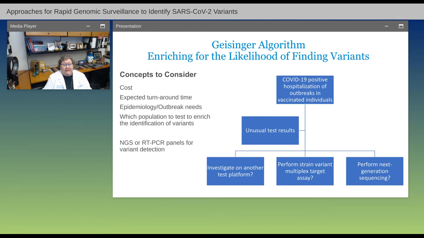The concepts to consider when you're trying to do next generation sequencing or send to a reference laboratory for NGS or use a multiplex for strain identification are the cost, the expected turnaround time, the needs of your local epidemiology, which populations to test, and whether or not to use the NGS or the RT-PCR multiplex panels for variant detection.